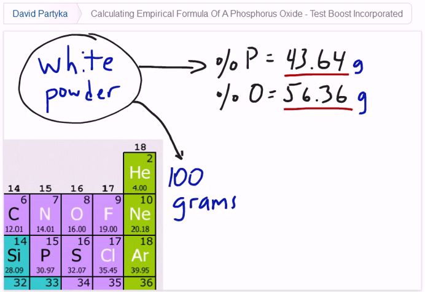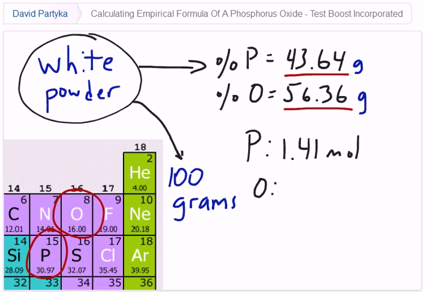Now you'll note on the bottom left, I've included the upper right portion of the periodic table. Here we see oxygen and we see phosphorus. Now with these atomic masses, we can determine how many moles of both phosphorus and oxygen we have. So for phosphorus, using our calculator, we have 1.41 moles. And for oxygen, again, using our calculator, we have 3.52 moles.